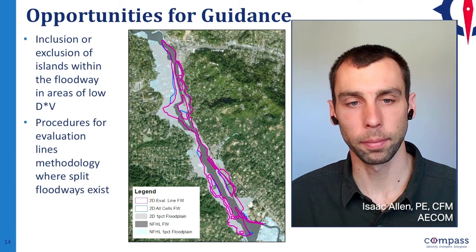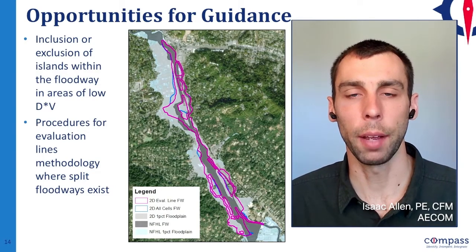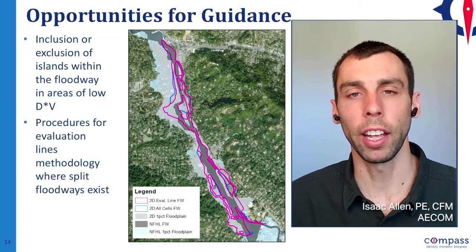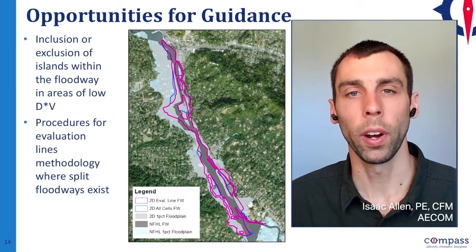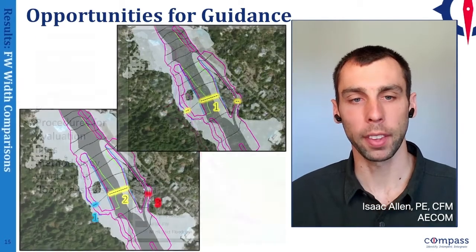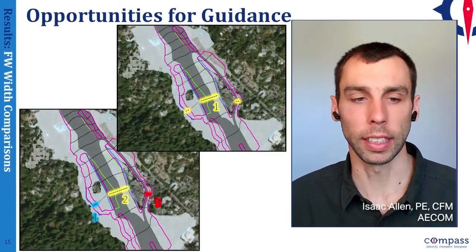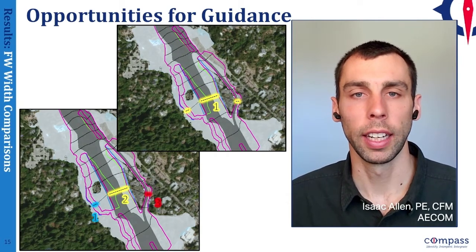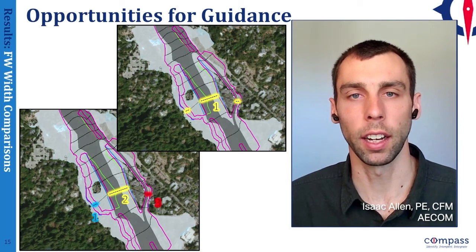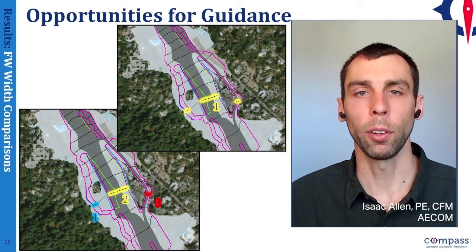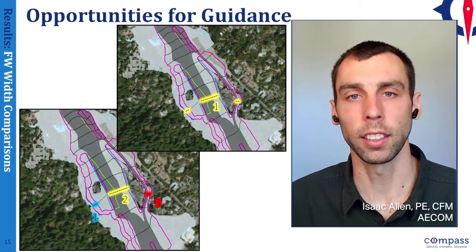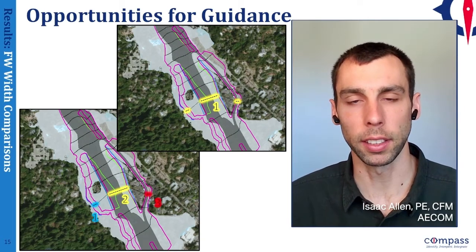An additional thing that came up is the procedure for evaluating surcharge averages where there are splits in the floodway. There are a couple different ways to approach this. One approach is to include a surcharge across all different branches of the split paths. That would result in one surcharge area across the multiple split flow segments.